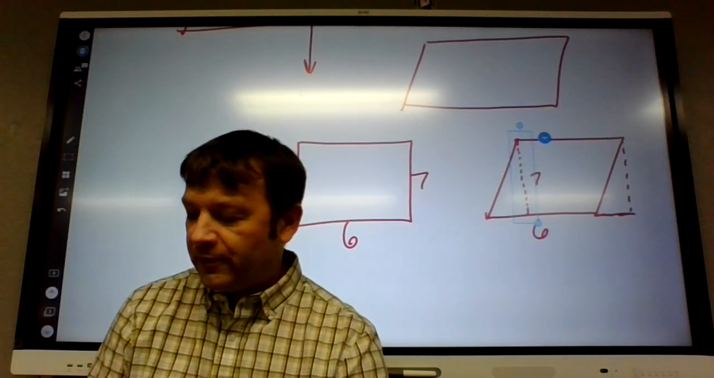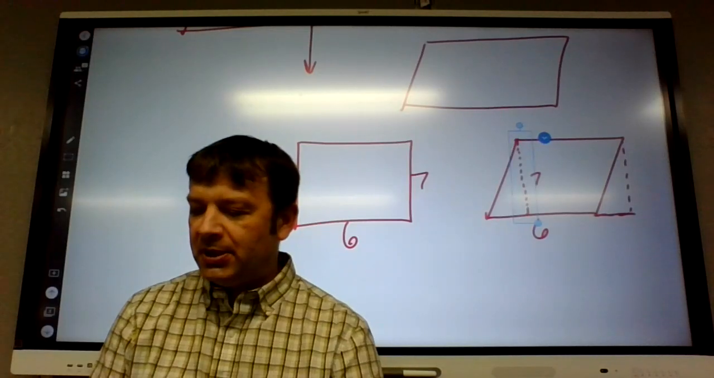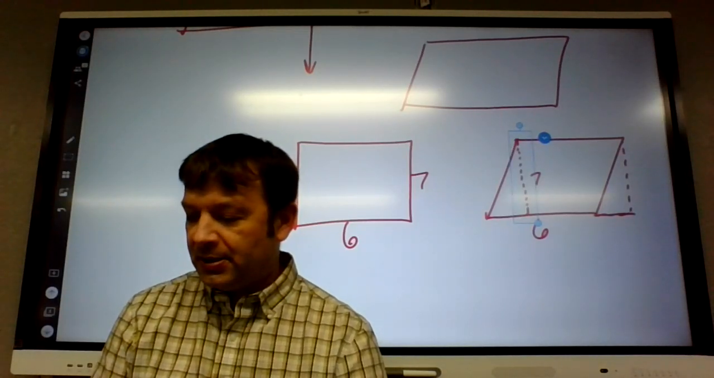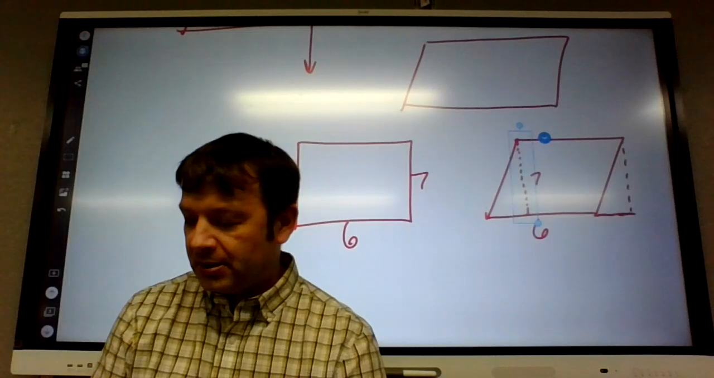Okay, number 5. It says line AB intersects at E. False.